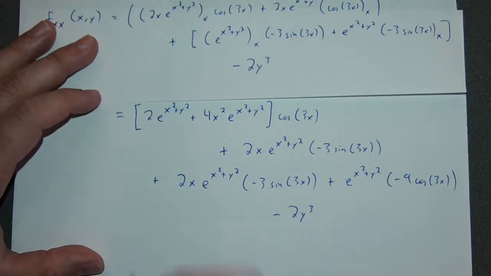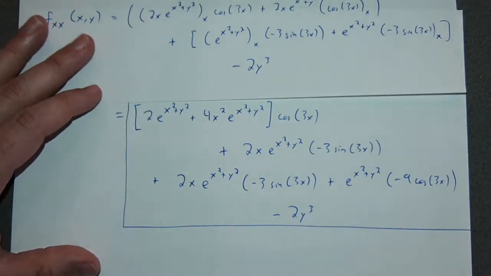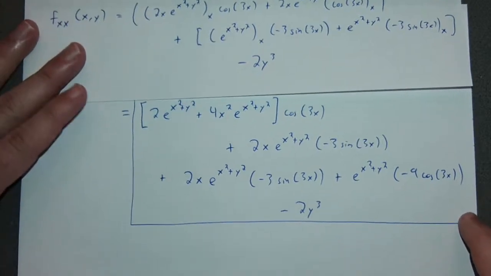Okay, so not too great looking. We can actually combine those two middle terms to make this look a little nicer, but we're done with this. We're not doing any more computations with it, so we can leave it like that. Okay, so that's f sub xx. All right, what about f sub xy?